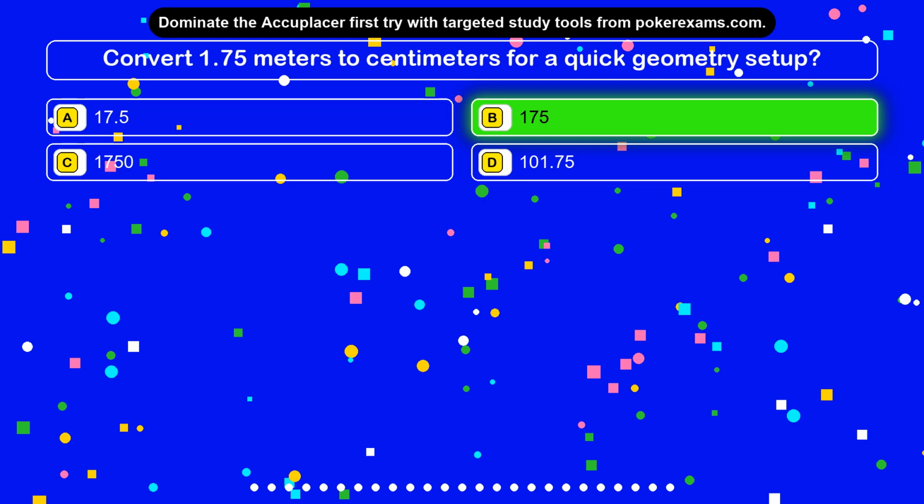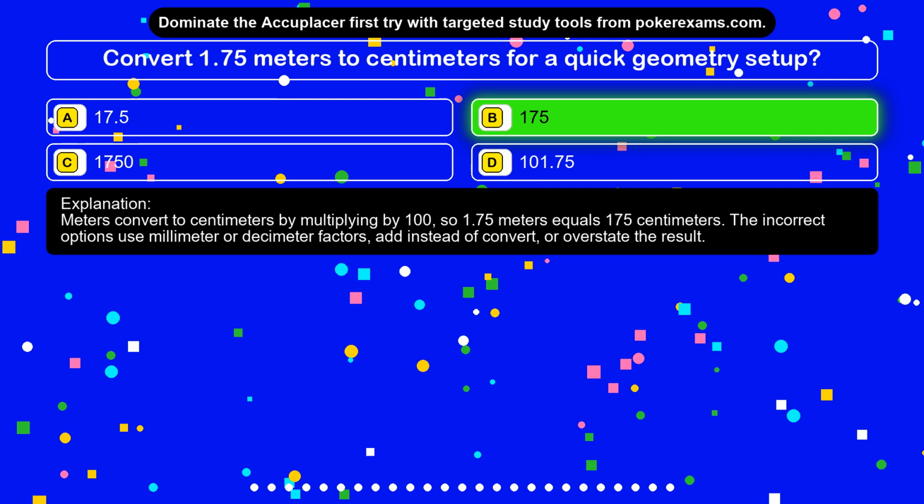The correct answer is option B, 175. Meters convert to centimeters by multiplying by 100, so 1.75 meters equals 175 centimeters. The incorrect options use millimeter or decimeter factors, add instead of convert, or overstate the result.